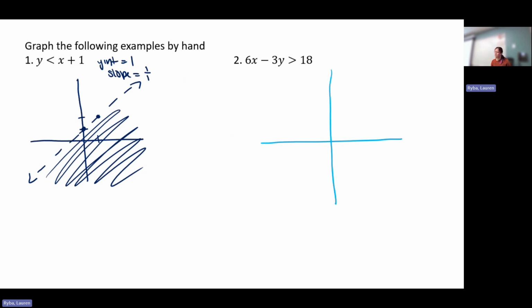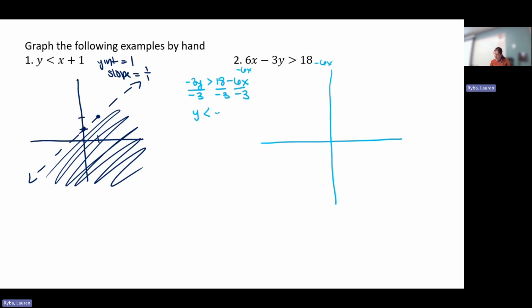All right, next one. Let's just say for this one, let's solve it for y to practice something that happens here. So if we subtract 6x from both sides, negative 3y is greater than 18 minus 6x. I then have to divide everything through by negative 3. Now, there's a reason I'm doing this: I want to show you both methods, solving with the intercepts and solving with slope-intercept form. So y, when you divide by a negative, remember that we have to flip that sign.